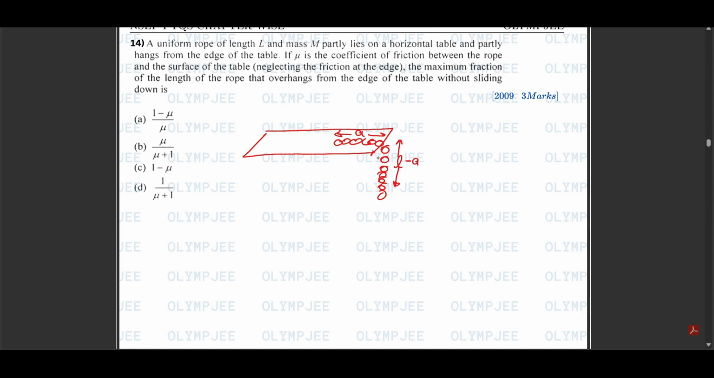and a tension will be acting and mg will be acting downwards, right? So the tension over here will be equal to mg, where m is the mass of this rope, right? So if the total mass is M, then per unit length it will be M by L, and for length L minus A it will be this much. So this will be equal to tension, right? Because the mass of this multiplied by g is equal to tension. I use the unitary method.